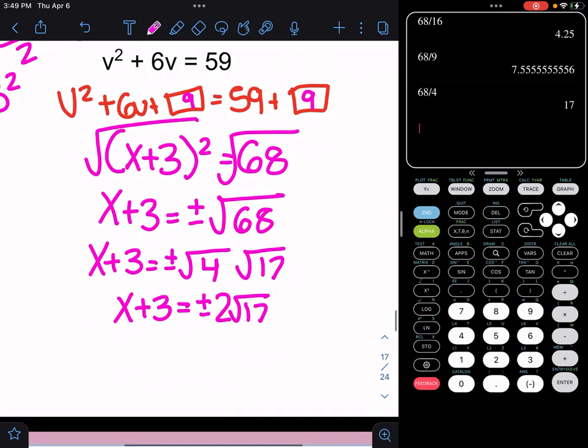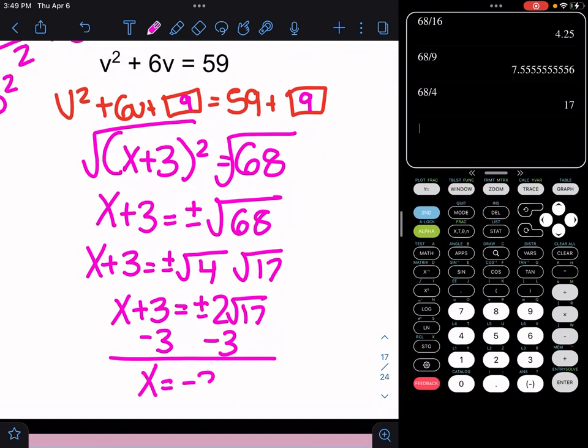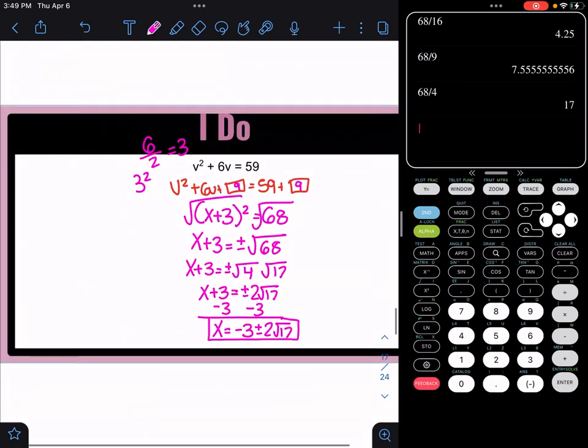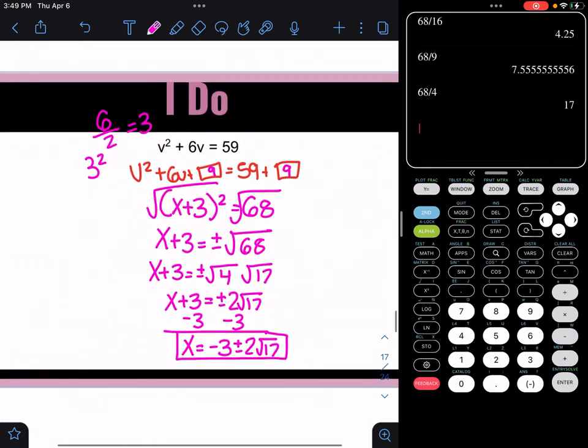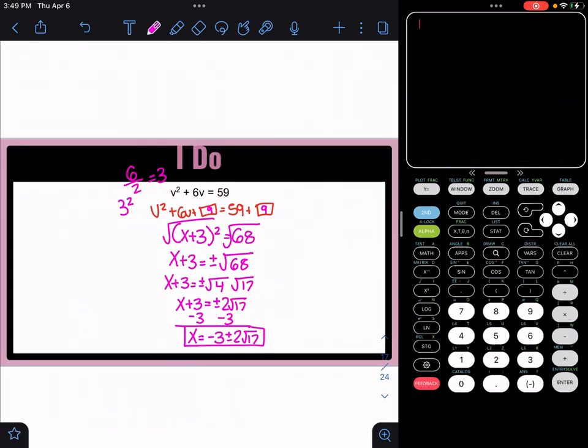And I want to get rid of that positive 3, so I'm going to subtract 3 from both sides, and I will end up with x equals negative 3 plus or minus 2 square root of 17. I cannot do negative 3 plus 2, or 2 plus negative 3, because one has the radical attached to it and one doesn't. So that is my final answer. The only time I would actually simplify that into a decimal is when they ask me to round to a certain amount.